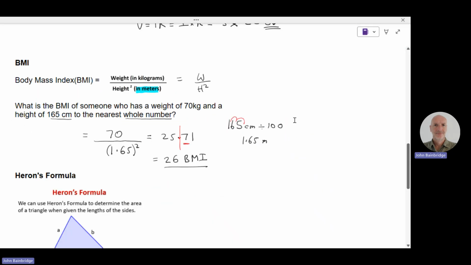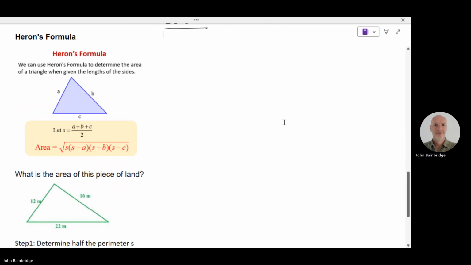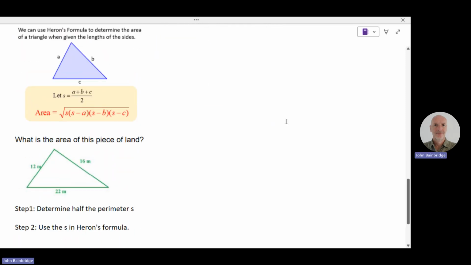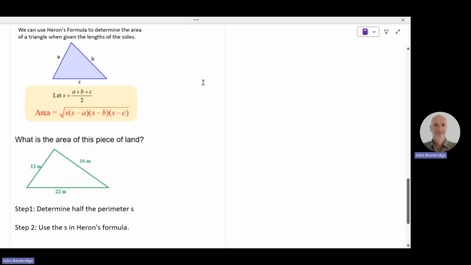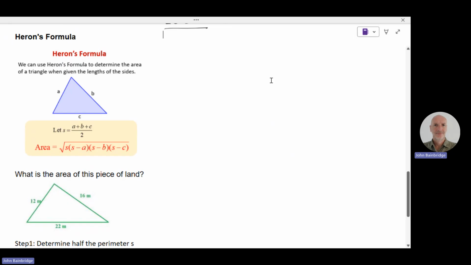Okay, now at this stage, I've got another example, which I'm not going to do myself, but what I would suggest you do is pause the video at this stage. This problem is asking to find the area of a triangle, and there's this formula called Heron's formula, and you don't need the angles inside the triangle, you just need the lengths of the 3 sides of the triangle. So we've got this piece of land, and it's 12 meters one side, 16 meters the other, and 22 meters the other side.